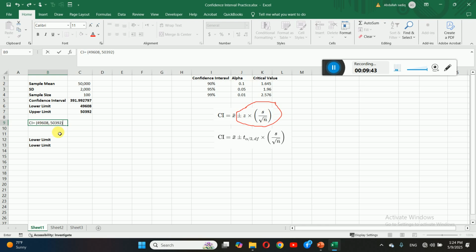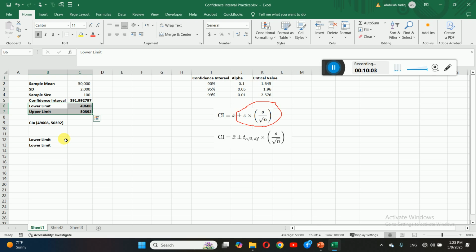Okay, you can tell your students what the interpretation is. You can say we are 95% confident that the true population parameter, the average value, which is the average sale, lies in this range. Okay, here you have learned how to find the lower limit and upper limit using the Excel function.